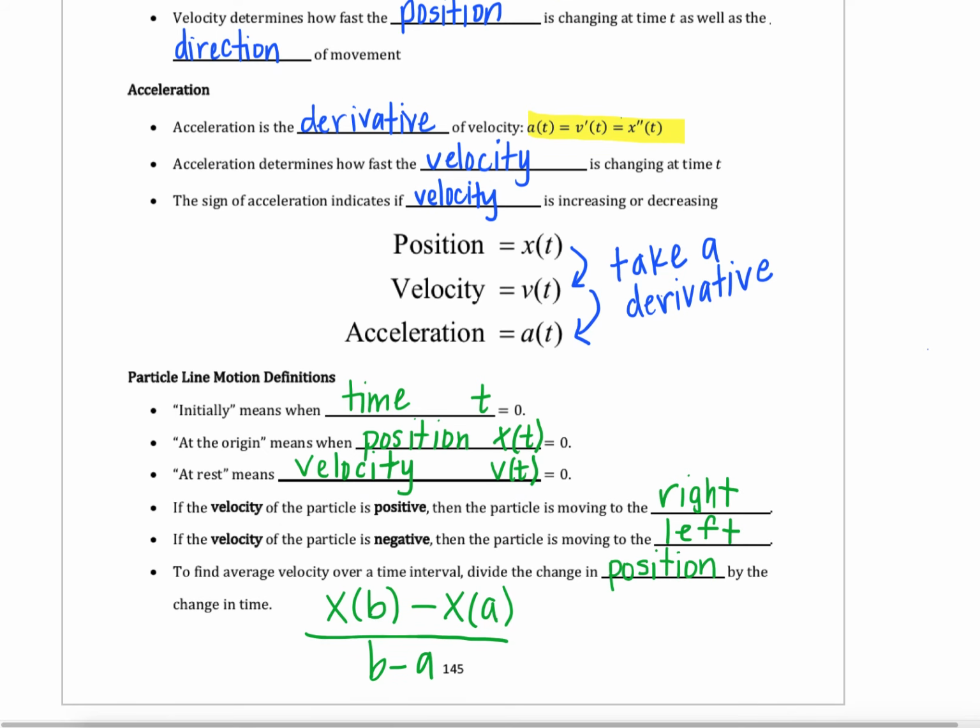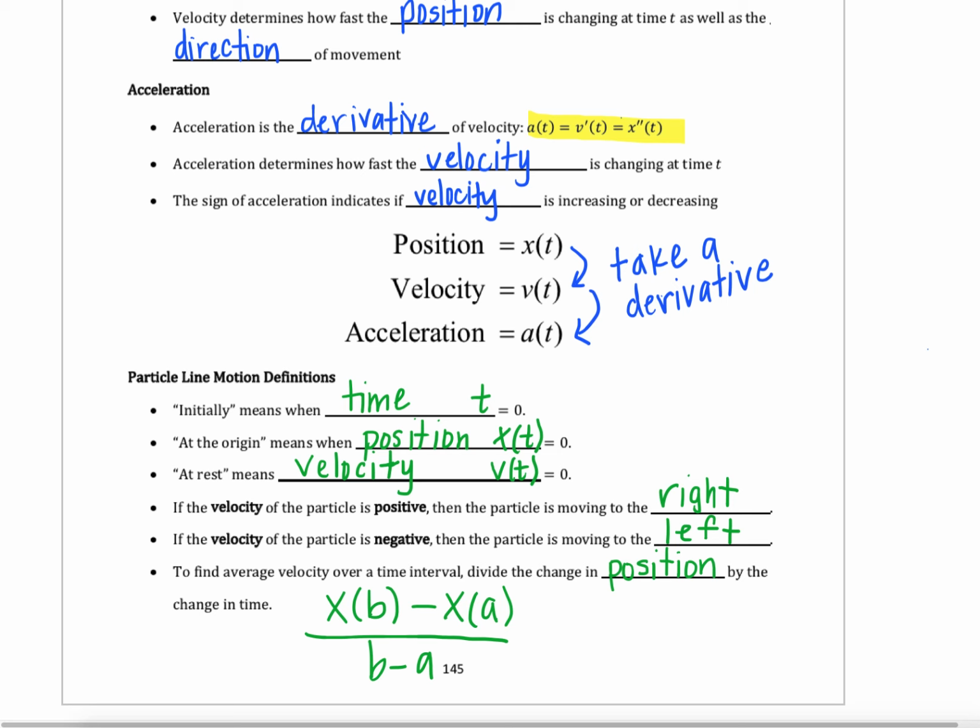Some other definitions that we have is initially. If we see the word initially in a problem, that would mean when time is 0. At the origin means when position is 0, or x of t is 0. At rest means the particle is not moving, so velocity would have to be 0. And to determine the direction of movement, if the velocity of a particle is positive, then the particle is moving to the right. If the velocity of a particle is negative, then the particle is moving to the left.